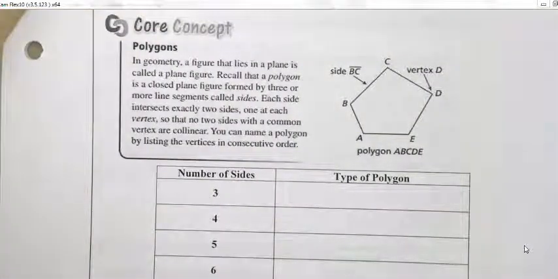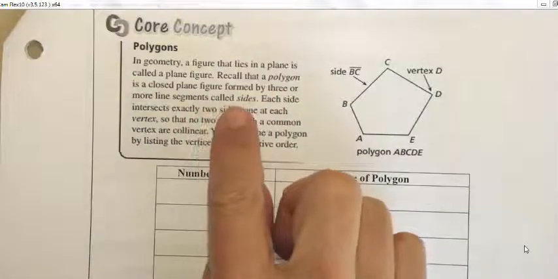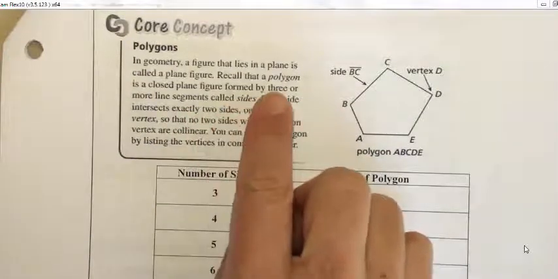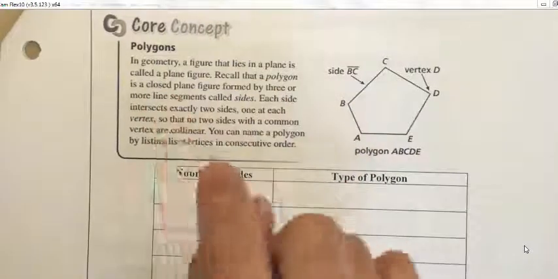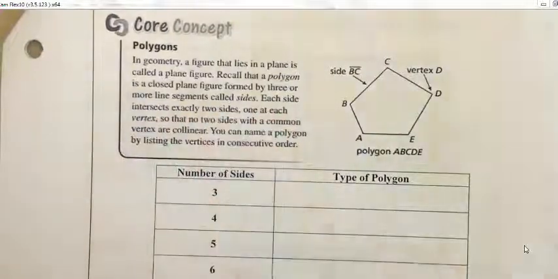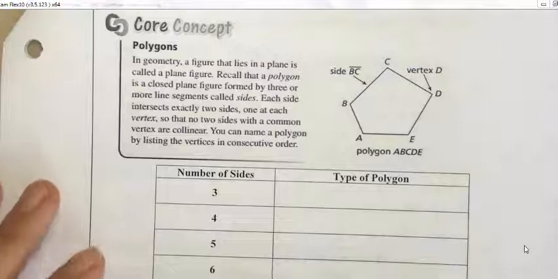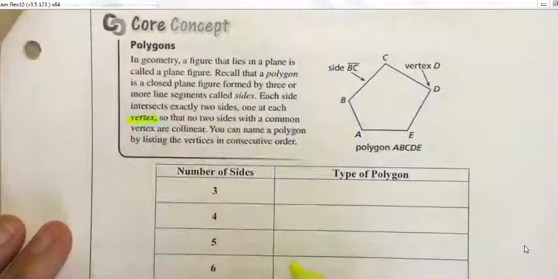Recall that a polygon is a closed plane figure formed by 3 or more line segments called sides. So you've got to have at least 3. Otherwise, you're not going to have a polygon. It's not going to be closed. It's got to be closed. Each side intersects exactly 2 sides, one at each vertex. Now, that's an important word. Vertex is a very important word.